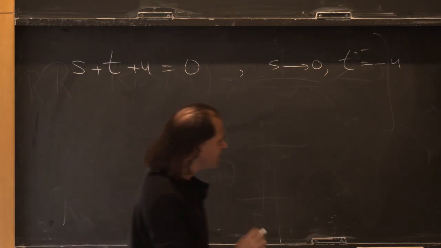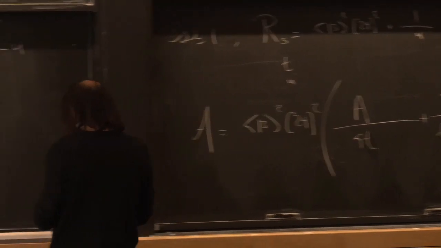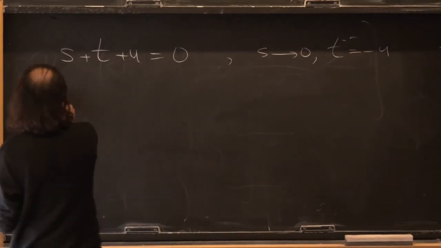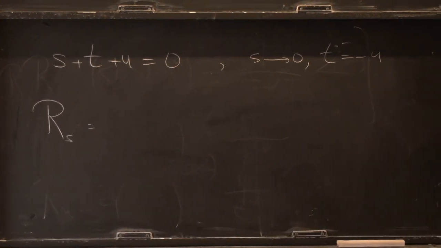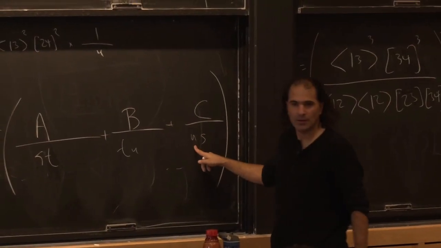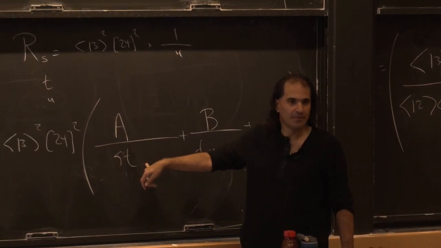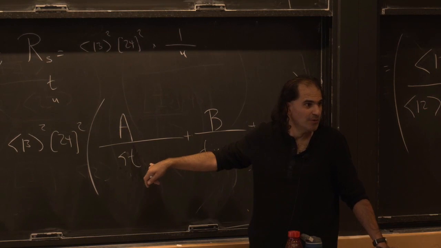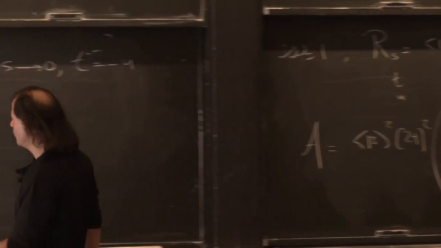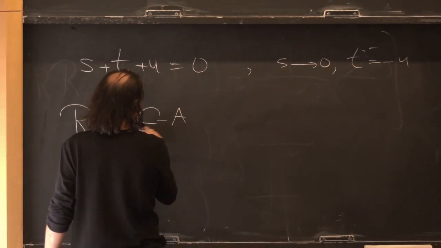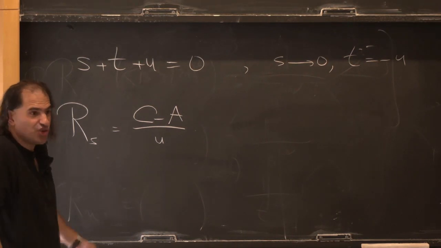So something slightly sneaky can happen here. Let me look at the residue as s goes to 0. From this formula, the residue as s goes to 0 is equal to something that looks like c over u from here, and then a over t from here. But t is equal to negative u as s goes to 0. So this residue is actually equal to C minus A over U. Good. So this has a chance.